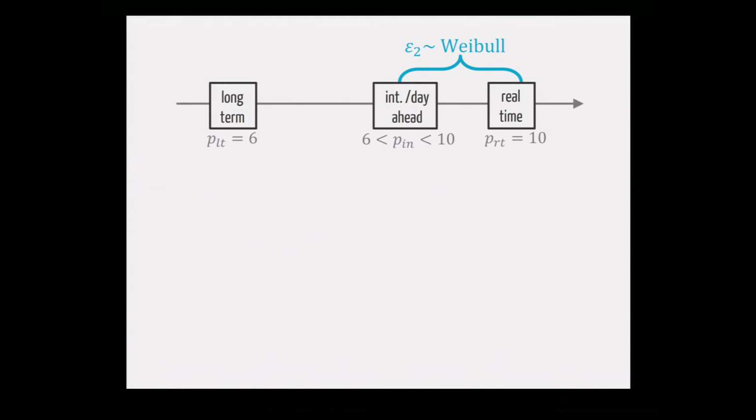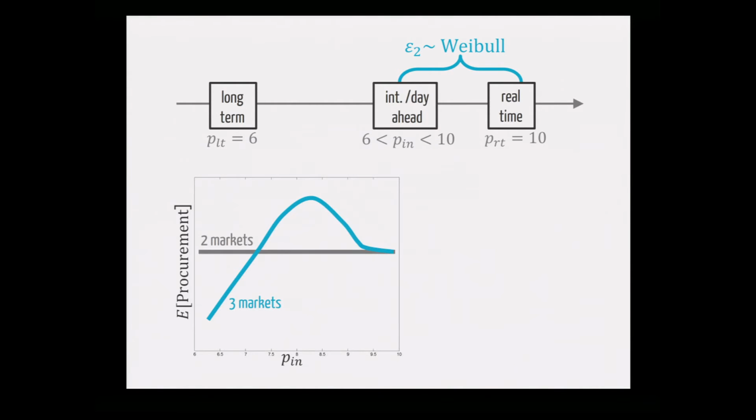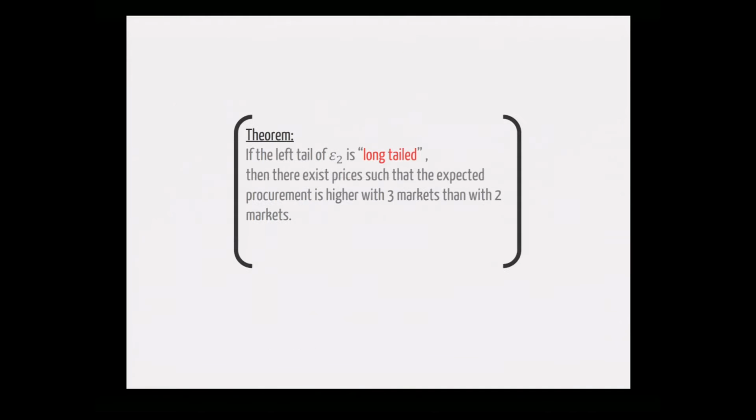On the other hand, if we go to something heavy-tailed, say a heavy-tailed Weibull, you see a stranger behavior. If the intermediate price is large enough, close enough to the real-time price, you get this hump where you procure more despite there being an extra market. And when does this happen? Well, it again depends on the hazard rates, but at least what we can prove, and neither of these are necessary and sufficient, these are just the best we can show right now, is that long-tailed is important.